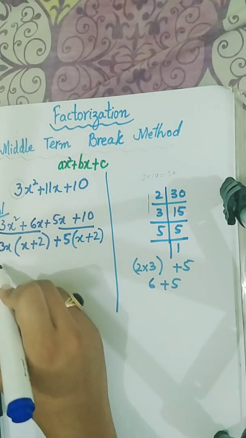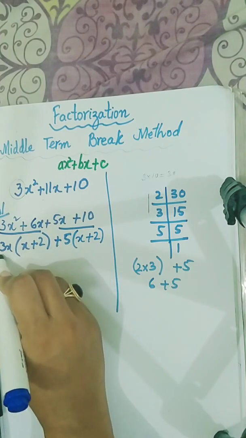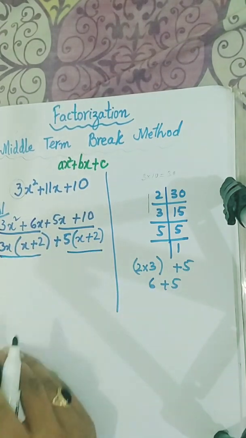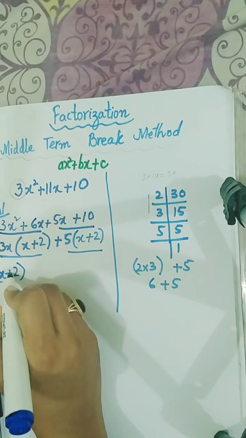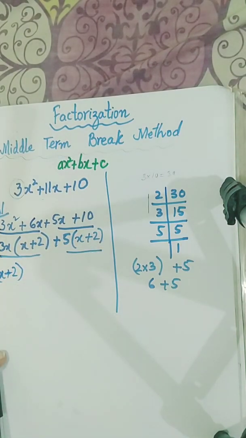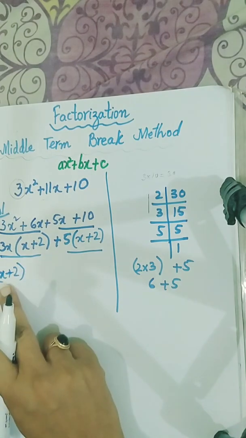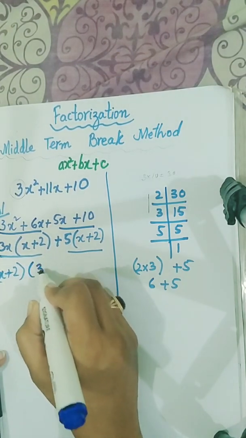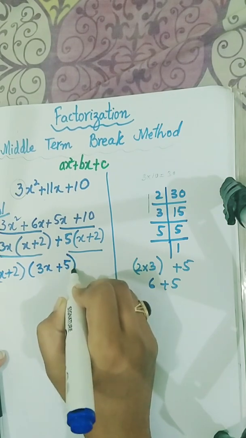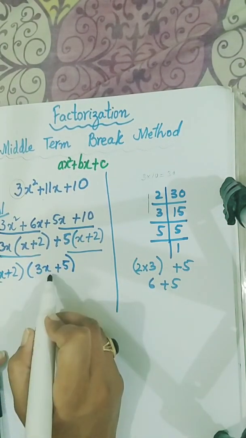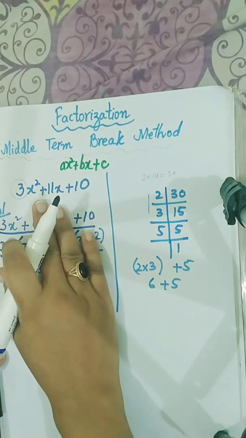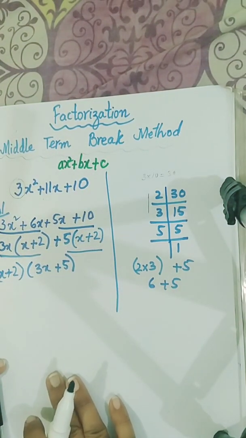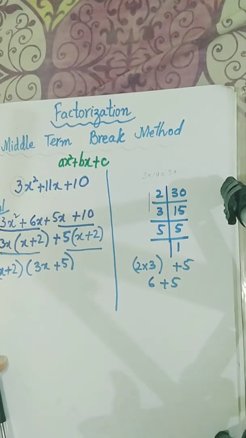Now we have 2 terms, and I can take x plus 2 as common from both terms. So I can take x plus 2 as common, and 3x plus 5 will be the other factor. So these two are the factors of the given question: x plus 2 into 3x plus 5. These two are the factors of the given expression. This question was very easy. Now let's take an example of another question.